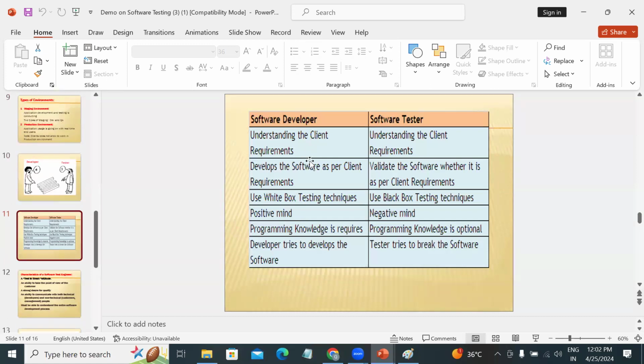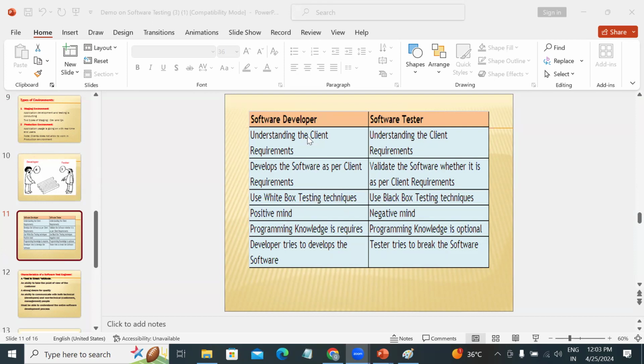If you see the difference between developer and tester, both should understand the client requirements. Testers should also understand the requirements. Developers will develop the software as per the client requirements, and testers will test whether the software is working properly or not. Developers use the white box testing technique; we use the black box testing technique. This is the chapter on testing techniques. What are the testing techniques? We have white box, black box, and gray box.